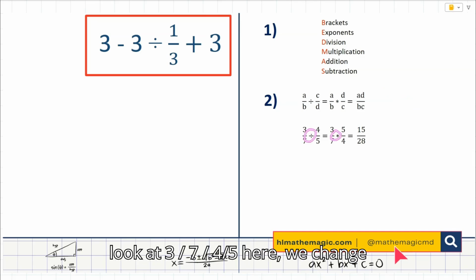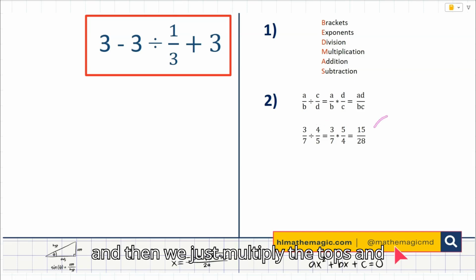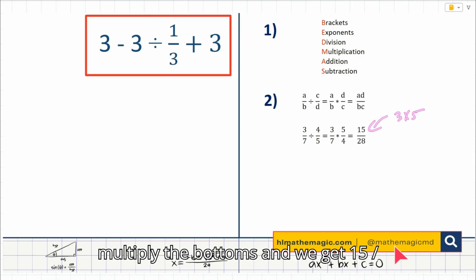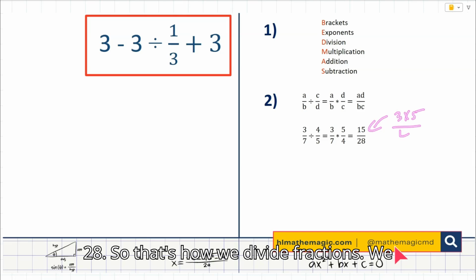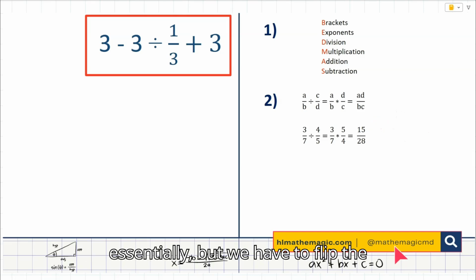So if we look at 3 over 7 divided by 4/5 here, we change it to 3 over 7 times 5/4, and then we just multiply the tops and multiply the bottoms, and we get 15 over 28. So that's how we divide fractions. We have to change them into a multiplication essentially. But we have to flip the second one.